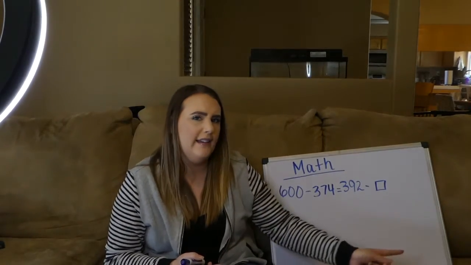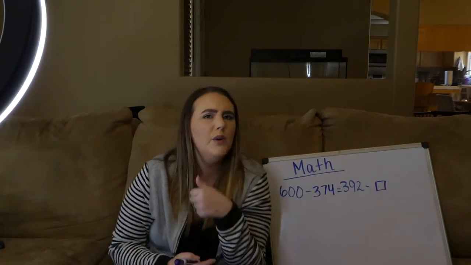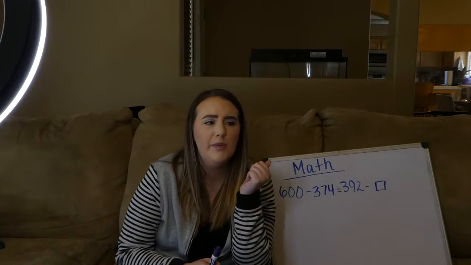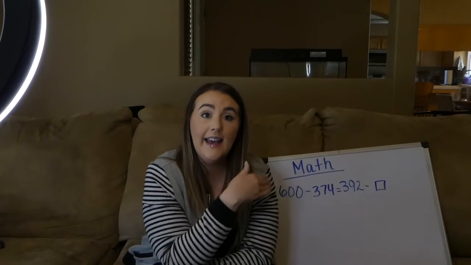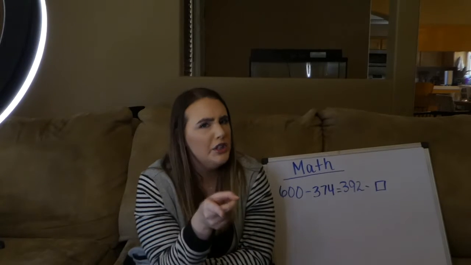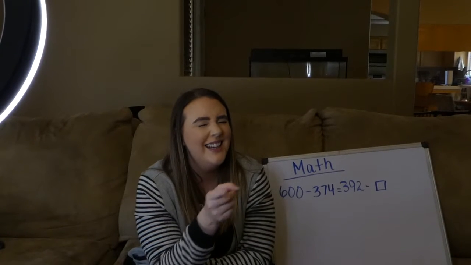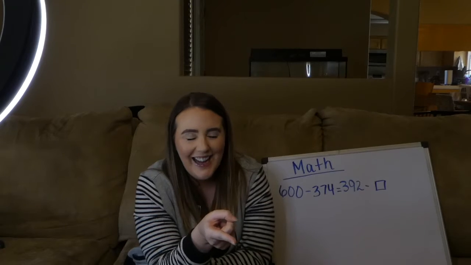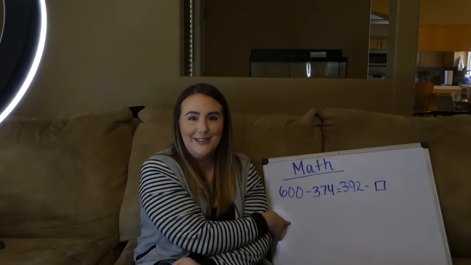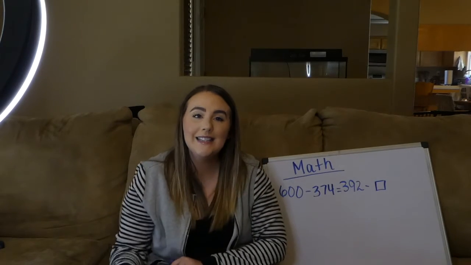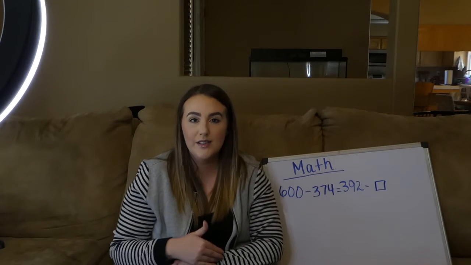Now, let's look at the other side. 392 minus blank. If I handed you a piece of paper with 392 minus blank and said, hey kid, solve this, would you be able to? No, probably not. So what side are we going to start with? 600 minus 374.